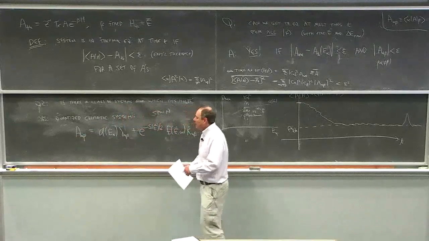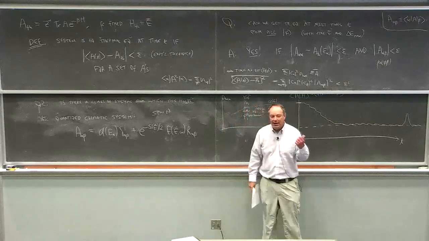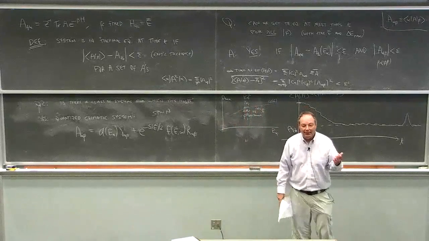Okay. So, and I guess I didn't say here, in the quantized chaotic system, A can be any observable that has a nice classical limit. You're not allowed to use H bar when you write down your A.